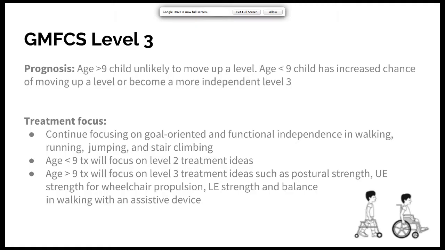postural strength in mainly seated positions, but also standing positions. There will also be a focus on upper extremity strength to allow for more independent propulsion or mobility when using wheelchairs. While children in this level often use wheelchairs for long distances, it is still important to work on lower extremity strength and balance for standing and walking activities, especially if the child is younger than 9 years of age, because these are the children who have the greatest chance of improving their functional abilities.